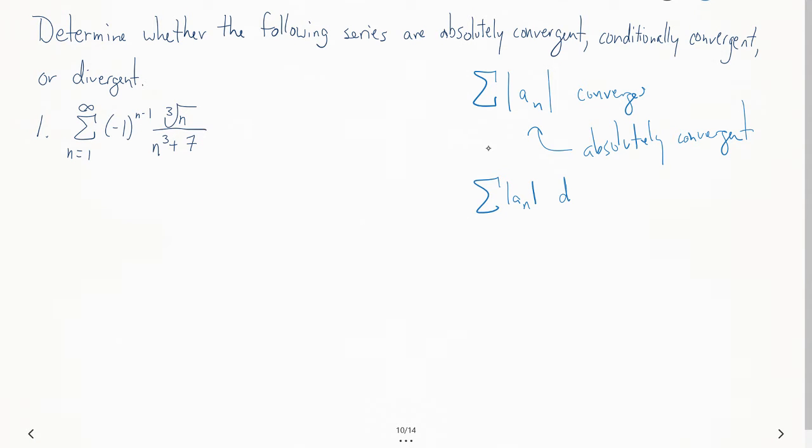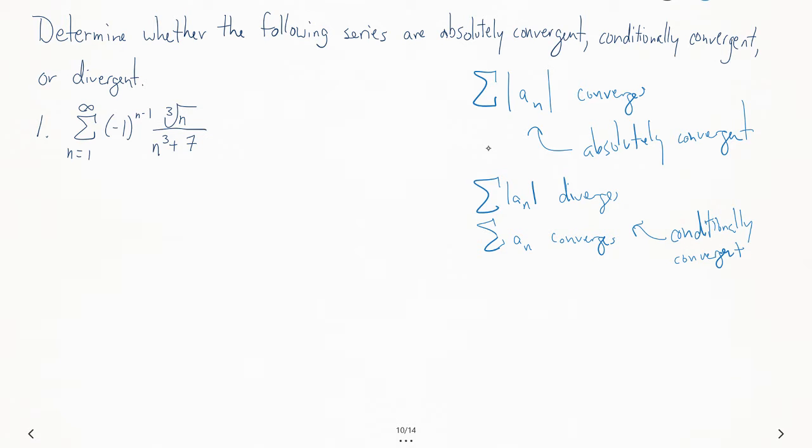In the other case, if you have the sum of the absolute value of a sub n diverges, but the sum of a sub n converges, well, in this case, this is called conditionally convergent. And in the case where both of them diverge, we just call it divergent. Okay. So those are the three sort of scenarios that we're gunning for.